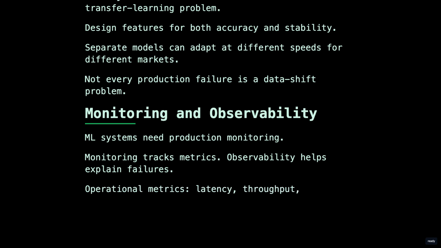The first layer of monitoring is operational health, because an ML service is still software running on networks and machines. Latency, throughput, error rates, and resource usage tell you whether requests are flowing and whether the infrastructure can keep up. If the service is down, the model quality does not matter.